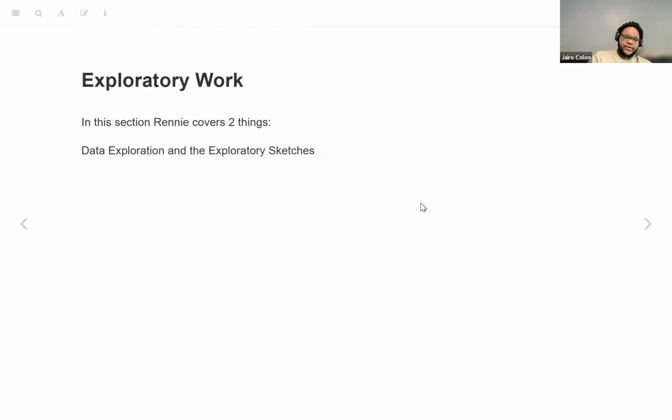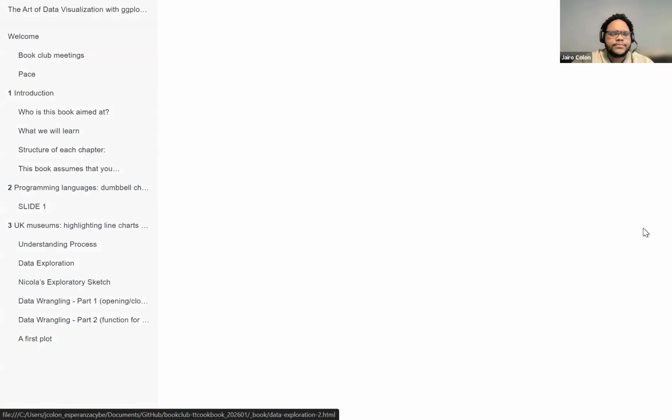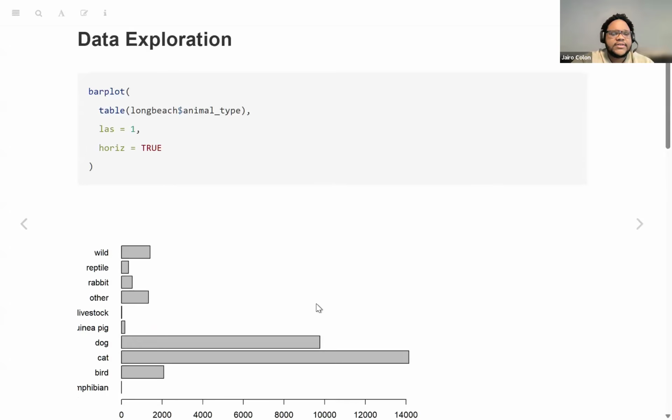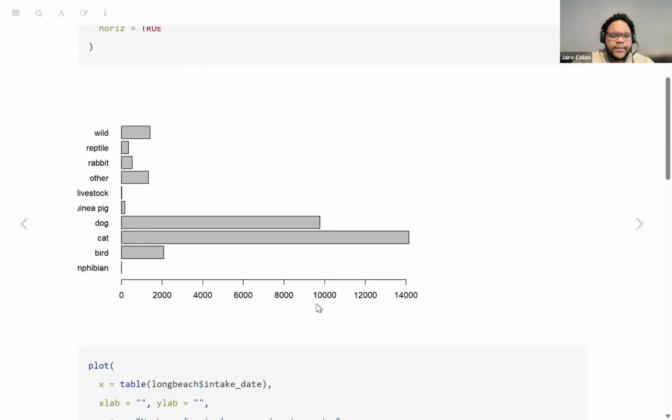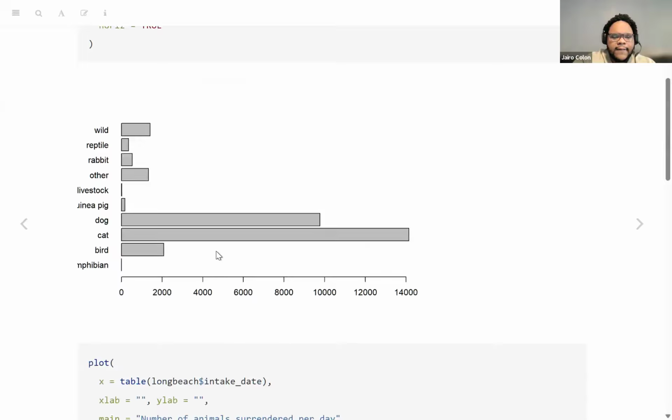So in the exploratory work, like we said, she covers two things. It's really just some basic data exploration, and then she has her exploratory sketches that she always includes when she's choosing a chart to land on. So the first thing she does is create a horizontal bar graph about the different intakes for the different animals. She notes that dog and cat are dominating in terms of frequency of being surrendered at the shelters, with some other categories being sprinkled in there.